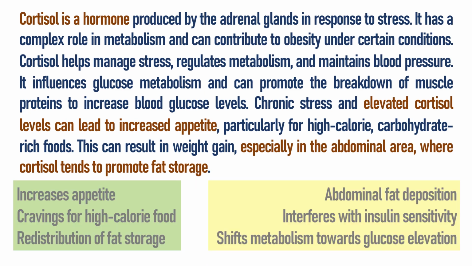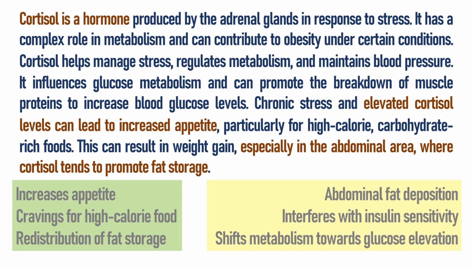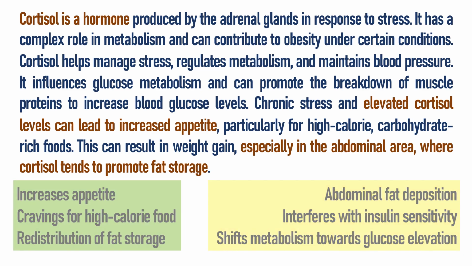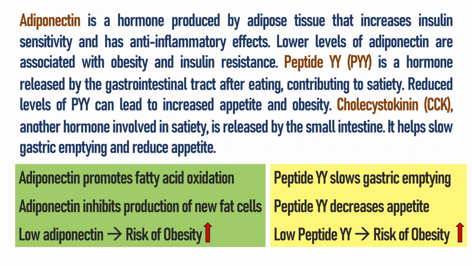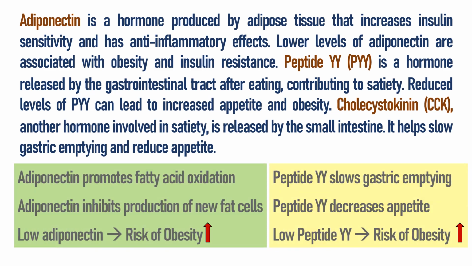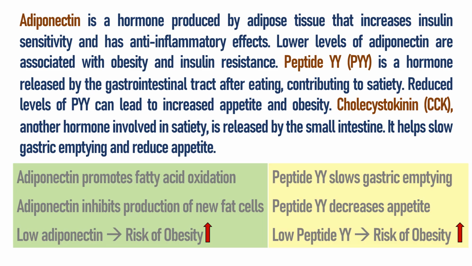Chronic stress and elevated cortisol levels can lead to increased appetite, particularly for high-calorie, carbohydrate-rich foods. This can result in weight gain, especially in the abdominal area, where cortisol tends to promote fat storage. In addition to leptin, ghrelin, insulin, and cortisol, several other hormones and factors play a role in obesity.